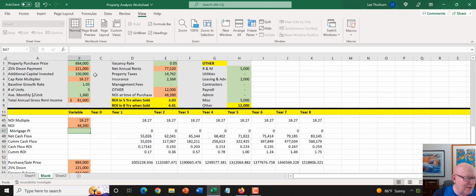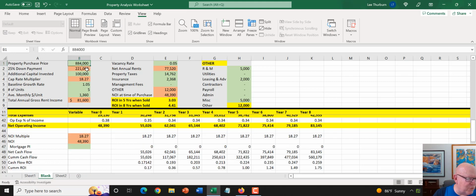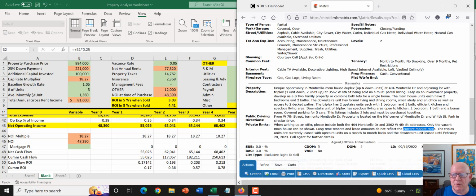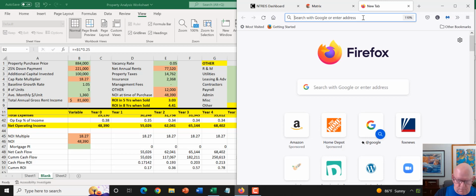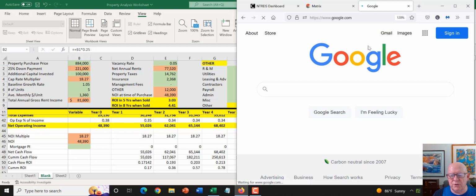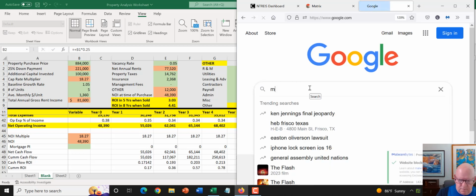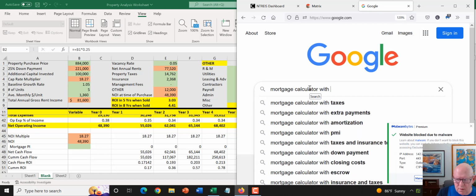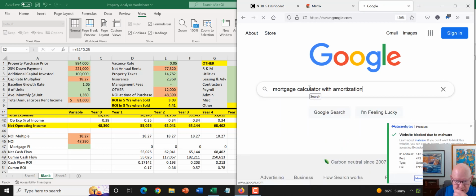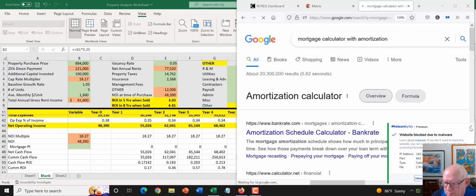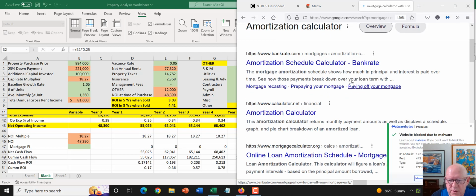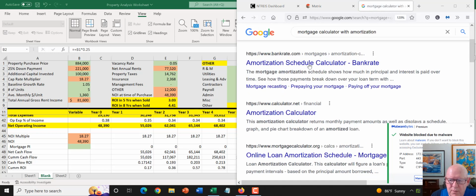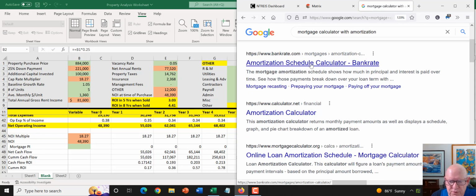Okay, so here's what we've got. We've got 884,000, 25% down, 221,000. So what I'm going to do is go to Google. I'm going to look for mortgage calculator with amortization. Okay, so now what I want to do is go find amortization schedule calculator bank rate. Let's see if this will do it.